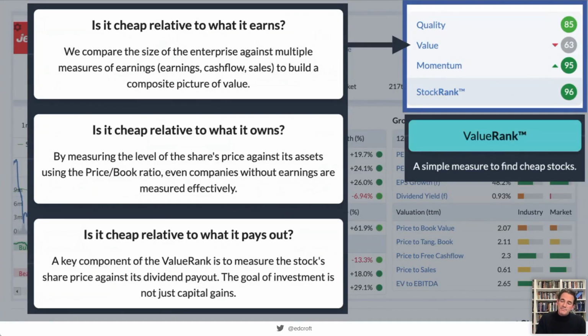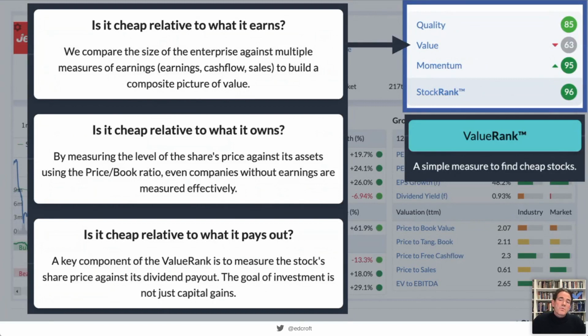The value rank measures the cheapness of the stock, or the price of the stock against a range of fundamental metrics. So in a nutshell, is it cheap against what it earns in terms of its sales, its cash flow, and its earnings? We use the price to sales, the price to cash flow, the price to earnings. We also look at whether it's cheap relative to what it owns in terms of its assets, in its price to book ratio, which is a classic measure of value for more asset investors. And also, is it cheap relative to what it pays out in dividends in terms of the yield?